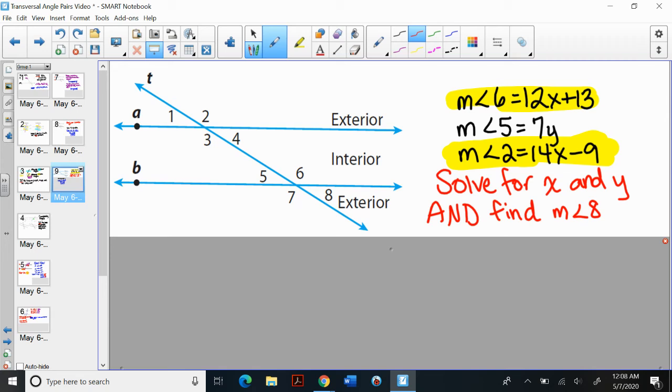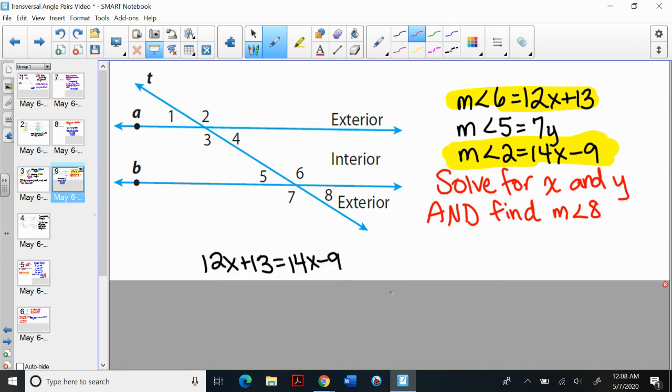All right, look at the diagram, set up an equation, and tell me the vocabulary word that identifies angle 6 and angle 2. All right, awesome. So they are congruent to each other, and they are called corresponding angles. Angle 2 and angle 6 are congruent.